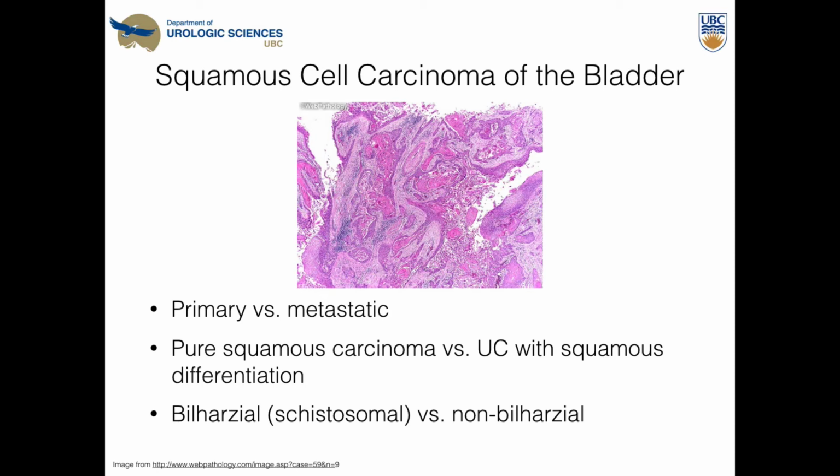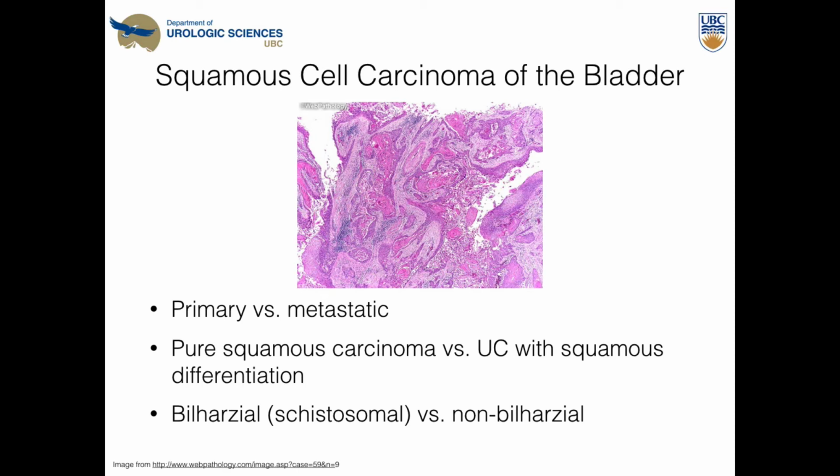As well, you have to differentiate between a pure squamous carcinoma of the bladder and garden variety urothelial carcinoma with squamous differentiation. It sounds subtle, but the latter is treated the exact same as urothelial carcinoma, and the former you should consider something different. And lastly, probably the most interesting differentiation is bilharzial or non-bilharzial squamous cell cancer of the bladder.